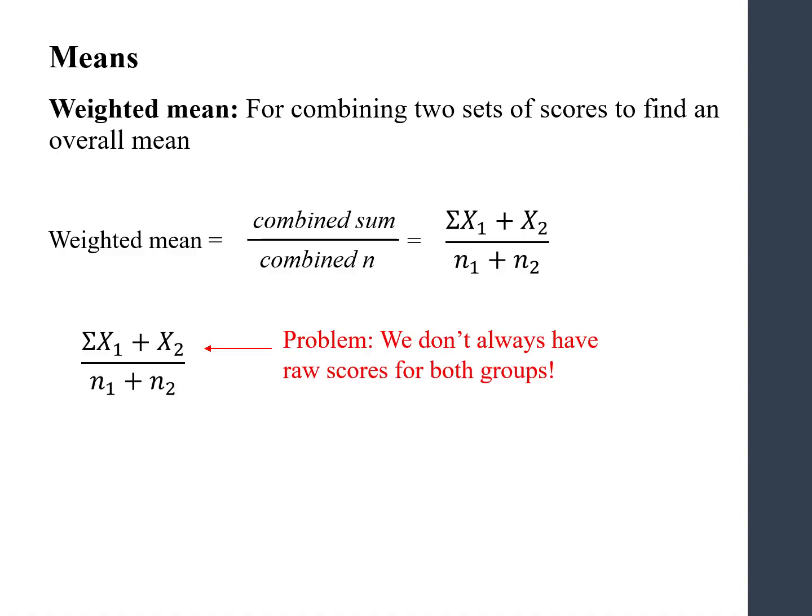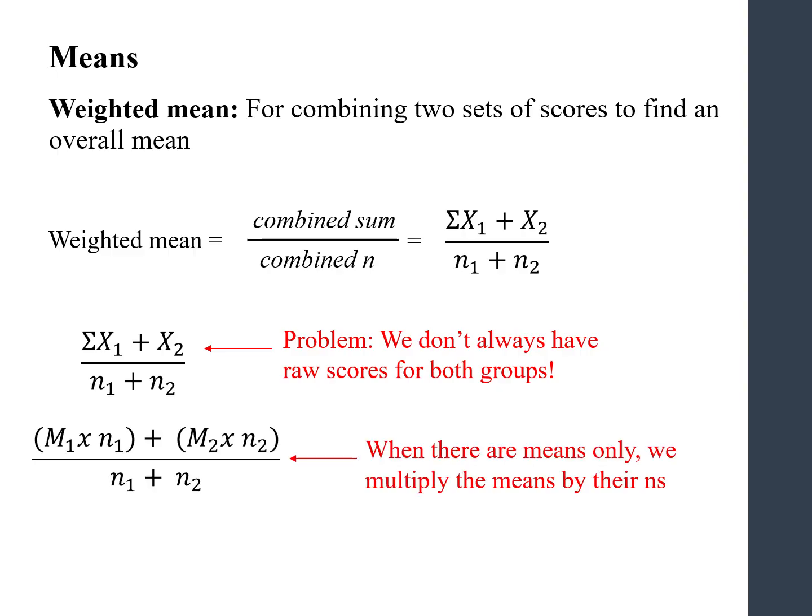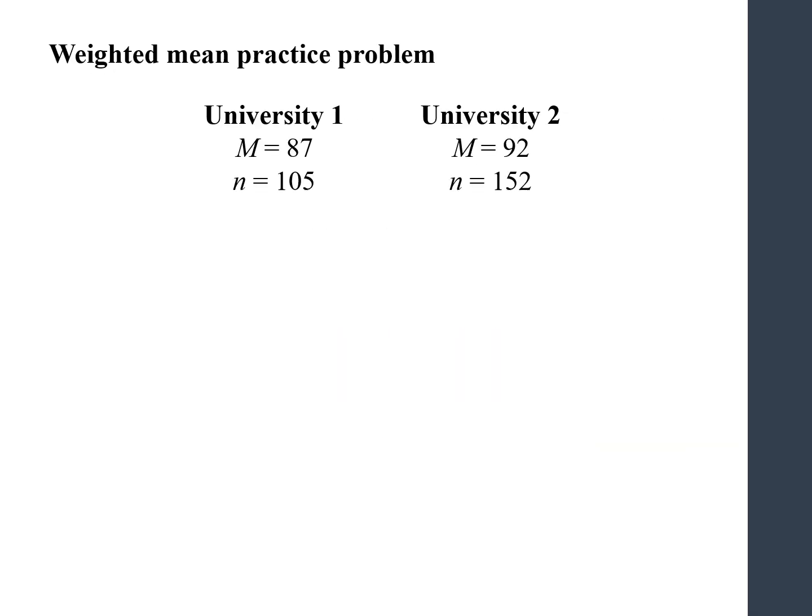However, we don't always have raw scores for both groups. Maybe we ask two universities to provide data on their students, and they send us back means and Ns, but not the listed scores of both groups. In that case, we would take the means and multiply them by their Ns. And this is important because it weights the mean. If one group had 20 students and the other had 5, you wouldn't just average the two means because the bigger group would count more. So that's why the weights, the Ns, matter.